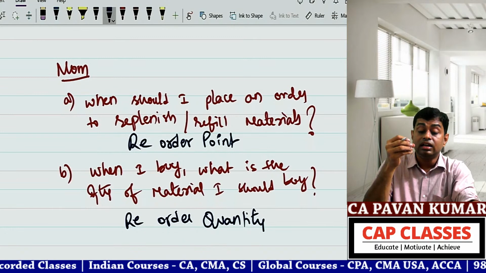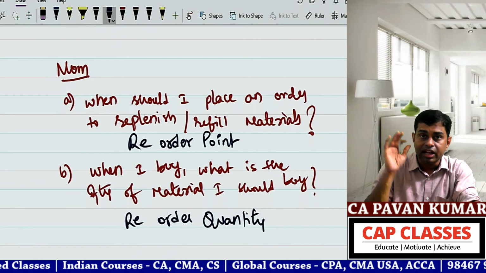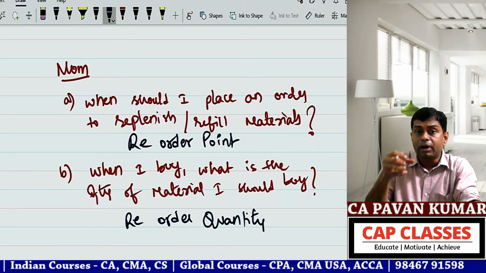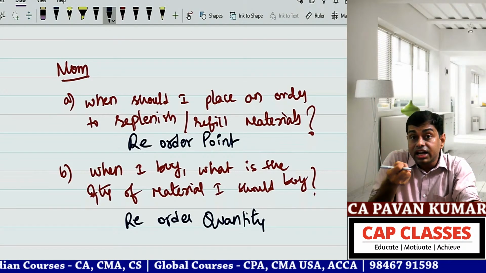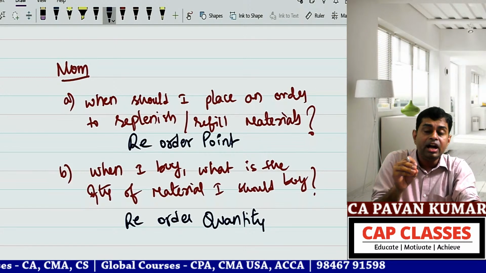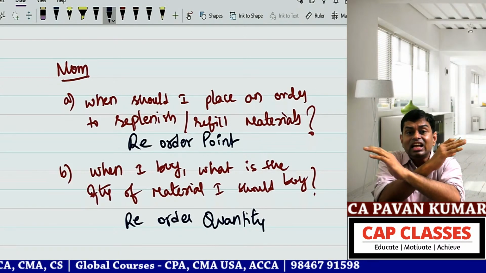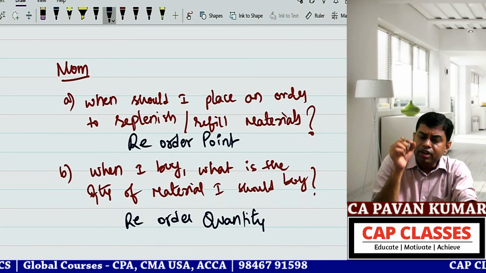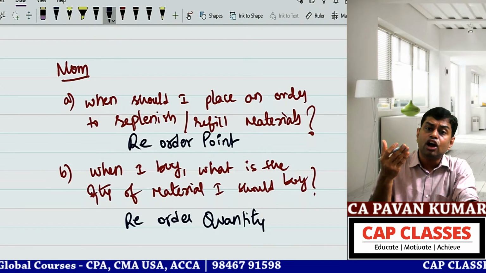When should I buy? When the stock touches the reorder point, you should buy. How much should I buy? Whenever you are buying, you should buy a quantity which keeps the associated cost at the minimum, with ordering cost and carrying cost in equilibrium. That is called reordering quantity. Optimum reorder quantity is called economic order quantity.